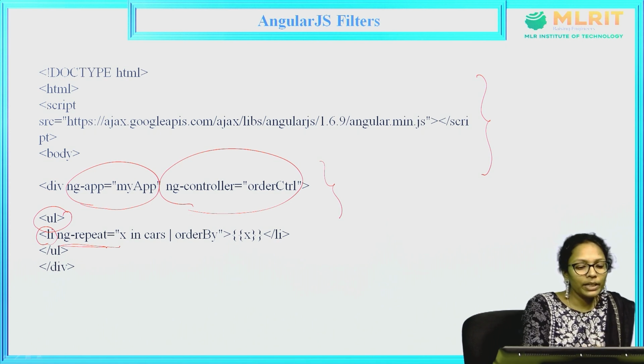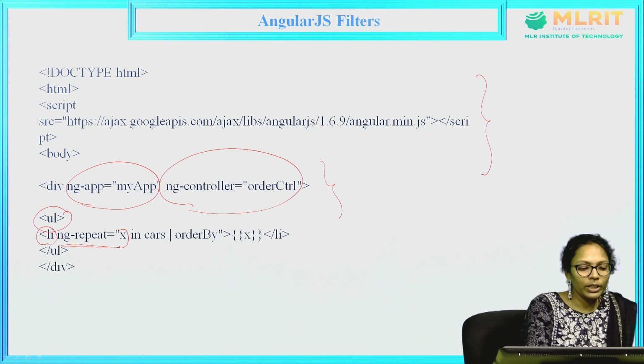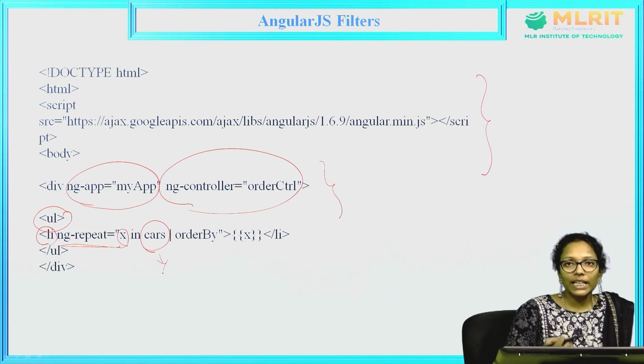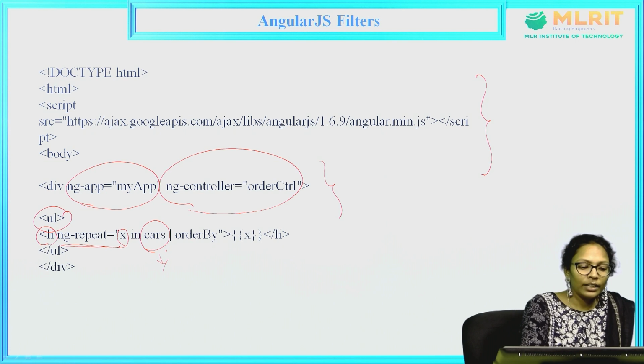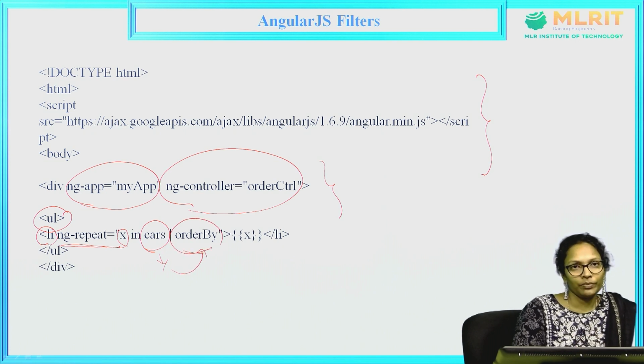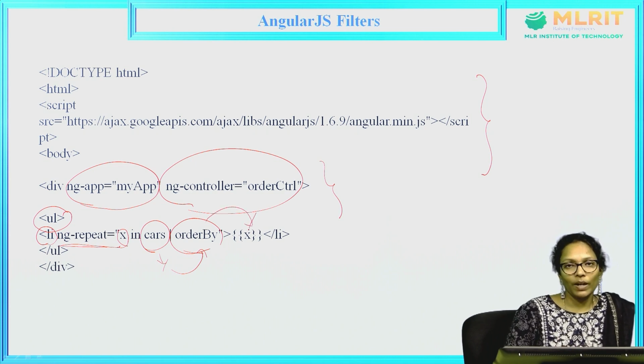So what am I repeating? I am taking a loop variable called x. So x in the variable array name is cars. So from cars, x will take each value, a single value for every iteration, and for that value you are applying a filter called the orderBy filter. So now after applying this orderBy filter, you are going to print the x value. So this will be repeated till your array is completed. Then you are closing your unordered list and you are closing your division also.